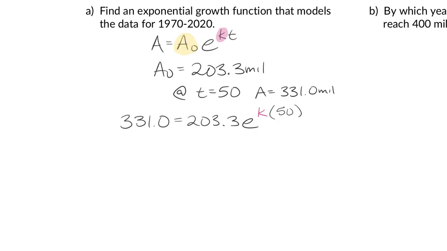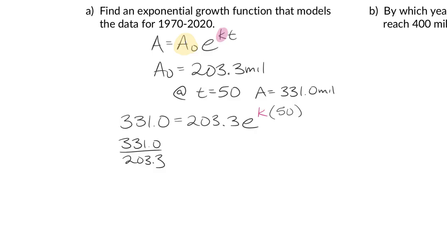If this was an example given to us last class, what would we do to start solving for k? We need this by itself, because it's the base with the power. How do I get rid of this? Divide. So this is 331.0 over 203.3. Don't actually divide it, just leave it as a fraction.